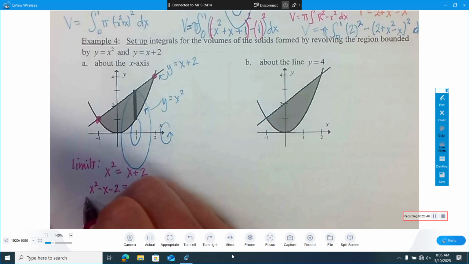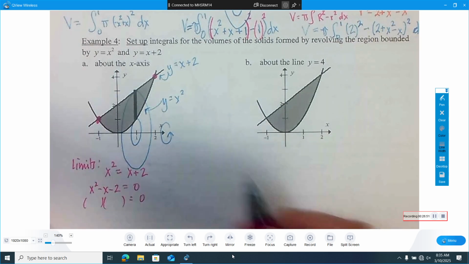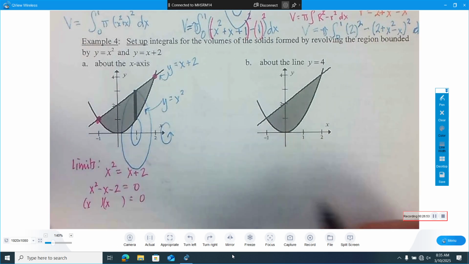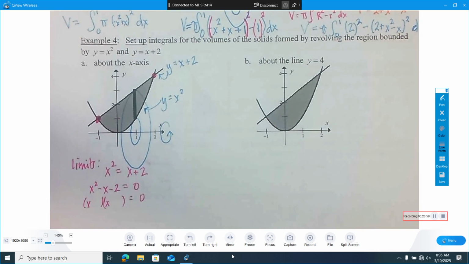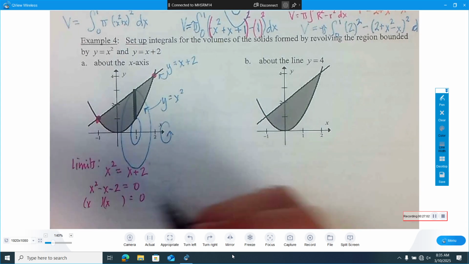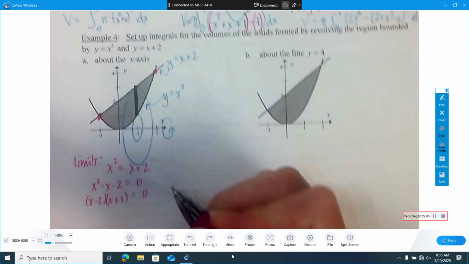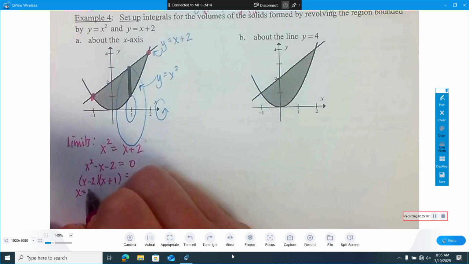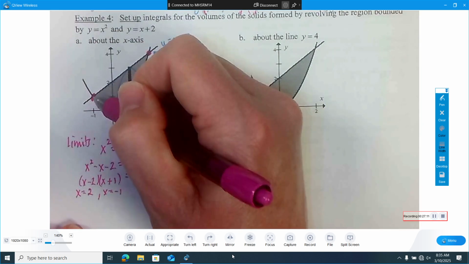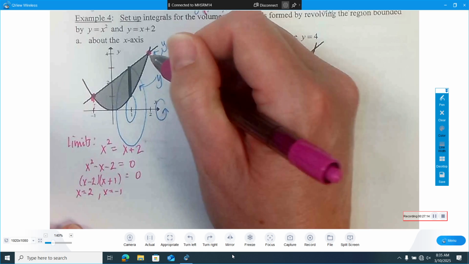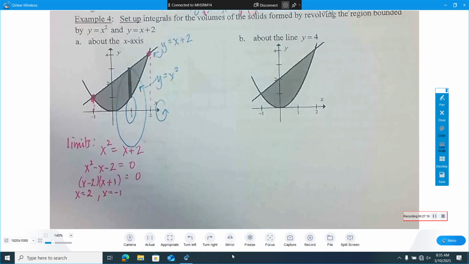Double bubble. I love that you guys have adopted double bubble. Don't say silly things like factor. That's crazy. All right, what times what gives me a negative 2? Negative 2 and a positive 1. Very good. And so we get solutions for x at positive 2 and x equals negative 1, which we do sort of see there. So there is our region between those two intersection points. So those are my limits on my curve.